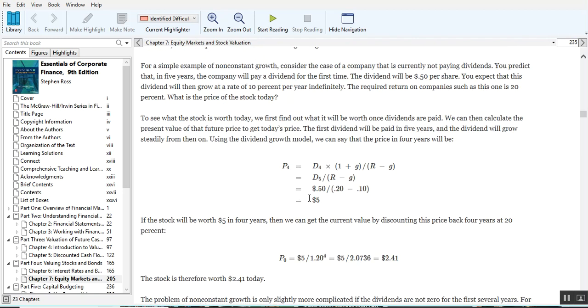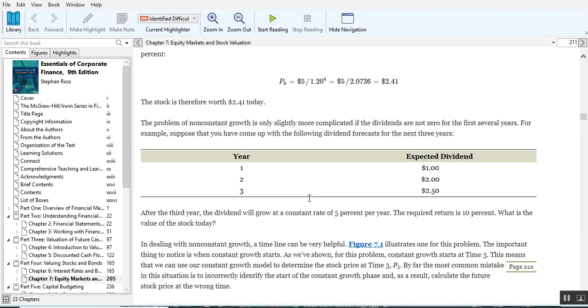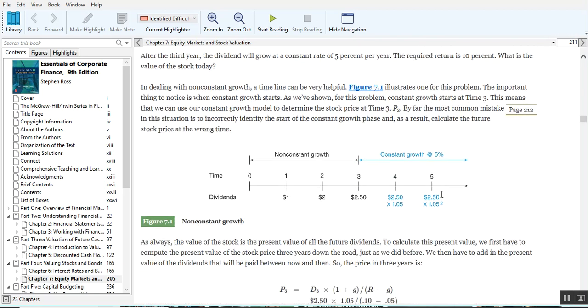Now I was saying about non-constant growth. What if the share of stock earns dividends that change over the years, like this, $1, $2, $2.50? There's not a constant rate of change in that. Well, a constant rate of change, you would see something like this, but this is not.